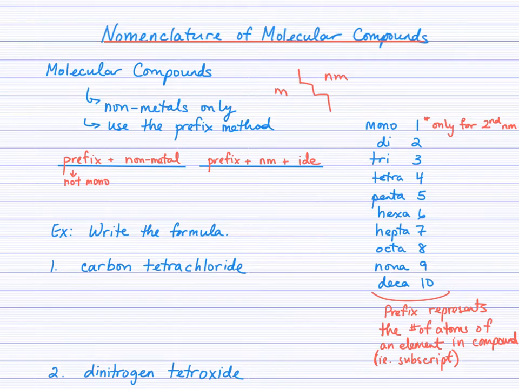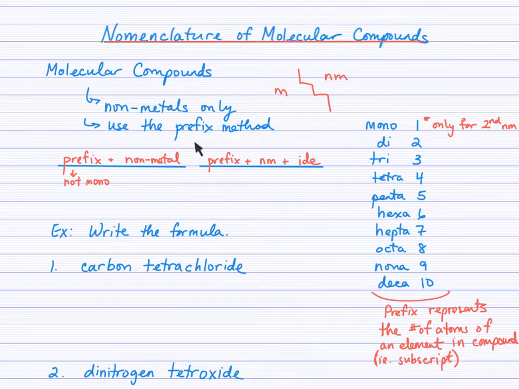Okay, nomenclature of molecular compounds. You will recognize these compounds because the elements present are nonmetals only. So, quick refresher, we find the staircase towards the right side of the periodic table. All the elements to the left are metals except for hydrogen, and the nonmetals are found to the right.